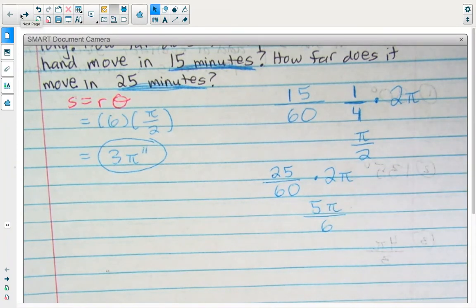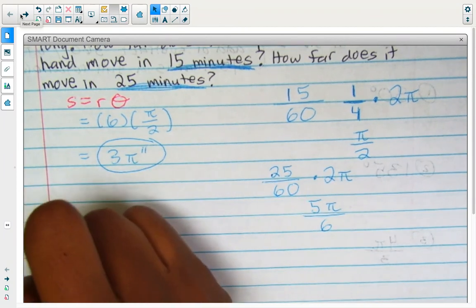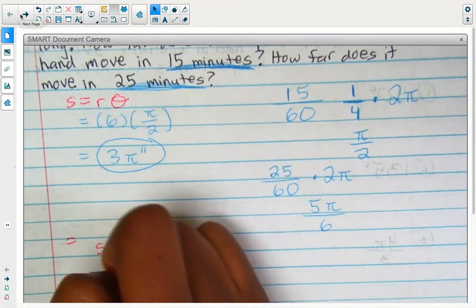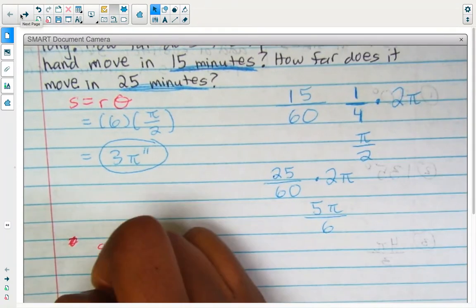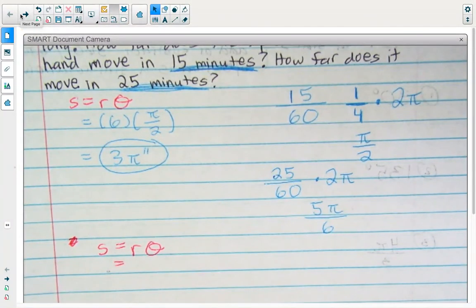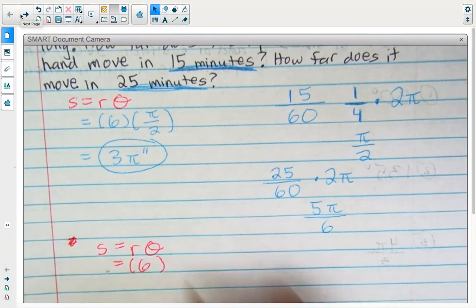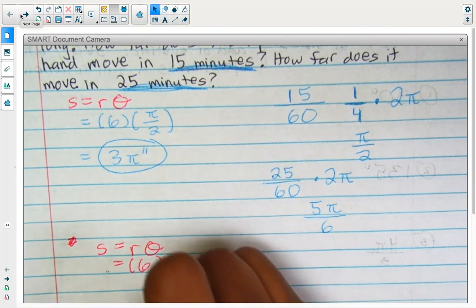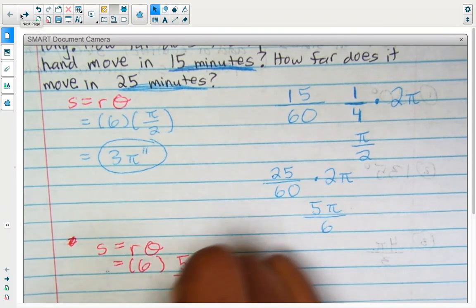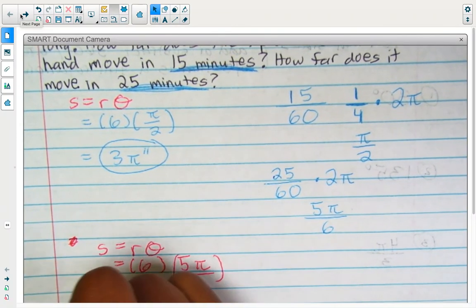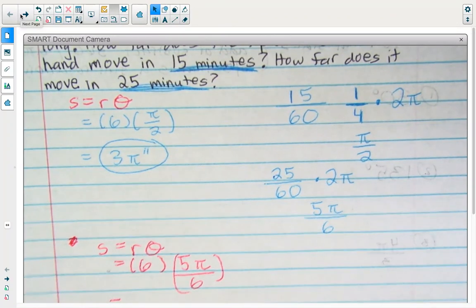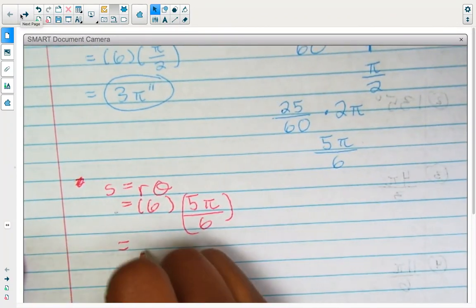So this time my formula. My radius is still 6. And we'll plug in 5 pi over 6. The 6's cancel out, and we're left with 5 pi.